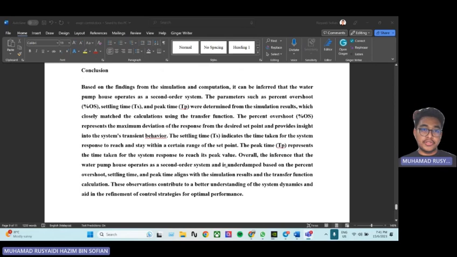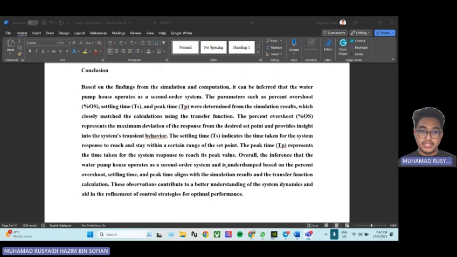Okay, for this assignment, we can conclude that based on the findings from the simulation and computation, it can be inferred that the water pump house operates as a second order system. The parameters such as percent overshoot, settling time, and peak time were determined from the simulation result, which closely match the calculation using the transfer function.